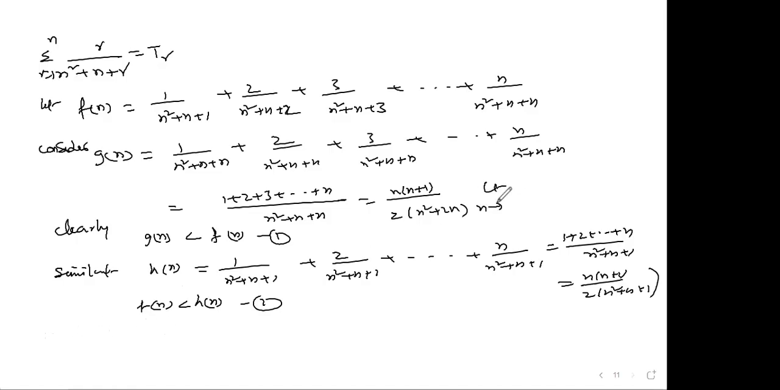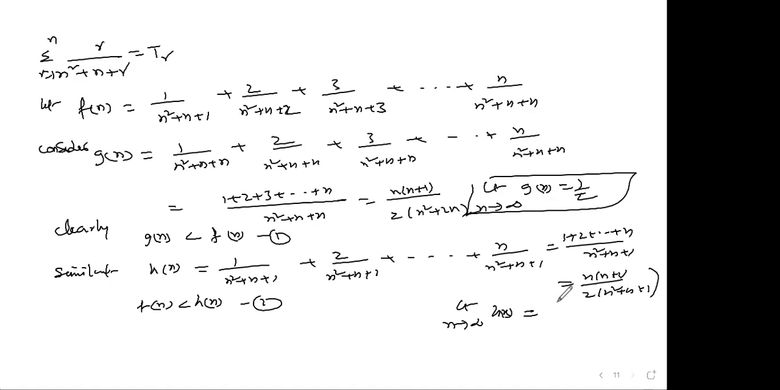Limit n tends to infinity. If I say g of n, the value of this one becomes what? 1 by 2. You know very well: coefficient of highest power of n divided by coefficient of highest power of n, here n square. In the same way, if I write limit n tends to infinity h of n, then it is also 1 by 2. So I'm applying the sandwich rule.